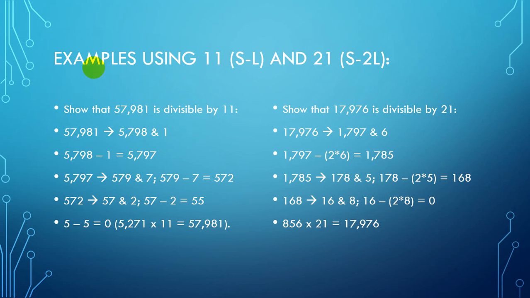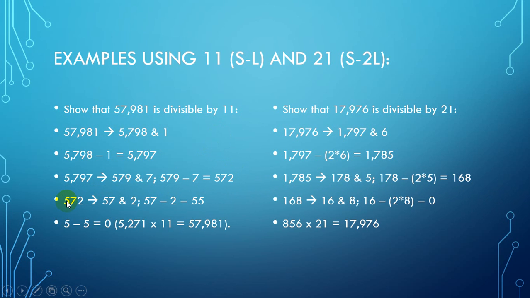So let's prove some things. Show that 57,981 is divisible by 11. Seems like a daunting task, but it's actually pretty easy. 57,981, first of all, you break it apart. That's your very first step. 5,798 and 1. So you just subtract that 1, because it's just 1 times 1, from 5,798 to give you 5,797. Now you repeat the process. You break that apart into 579 and 7, and 579 minus 7. Again, it's implicit that it's times 1, but we don't need to do that. It'd just be extra work.